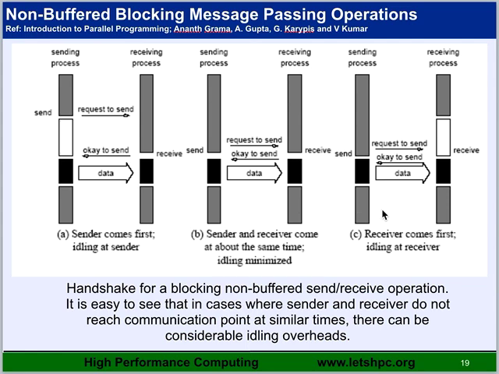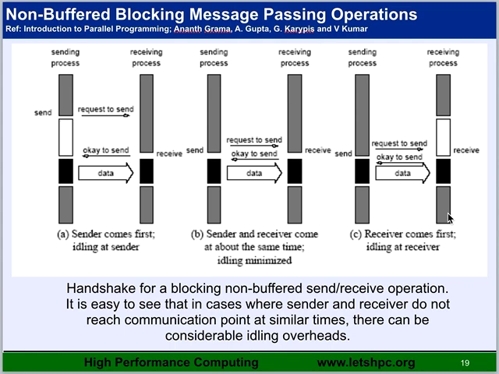The third situation is when the receiver comes first. So here the receiving process sent a request for receive, but the sender was not ready. So when the sender was ready, it sent a request that the message needs to be sent, and the receiving process was already ready. So it was just undergoing some kind of idling. So when both are ready, the data is transferred between each other, and once the data transfer takes place successfully, then they resume.